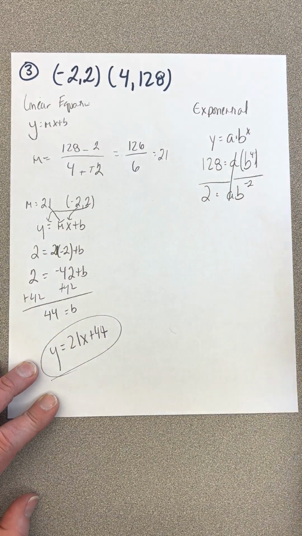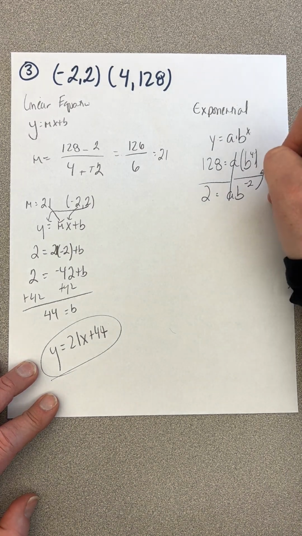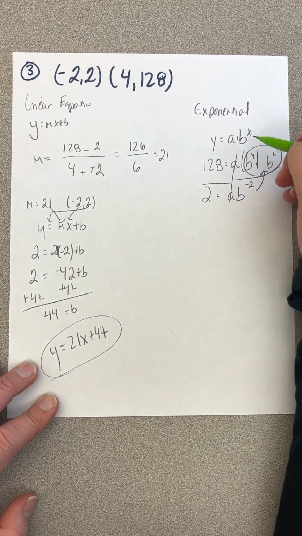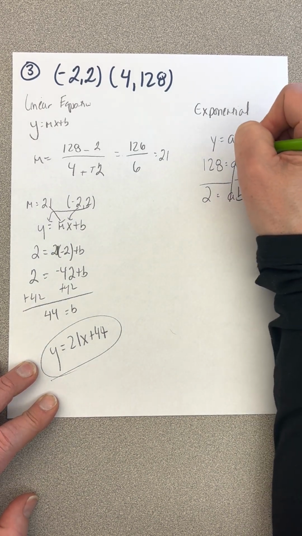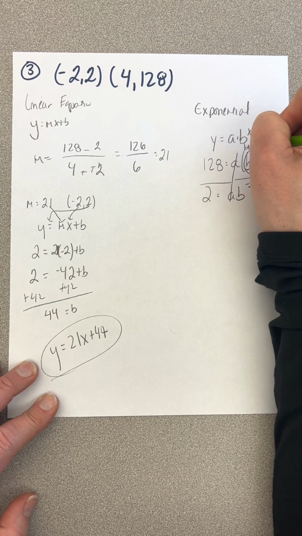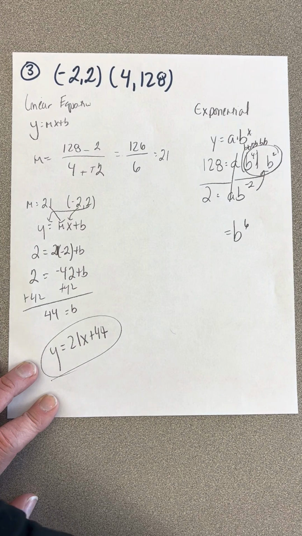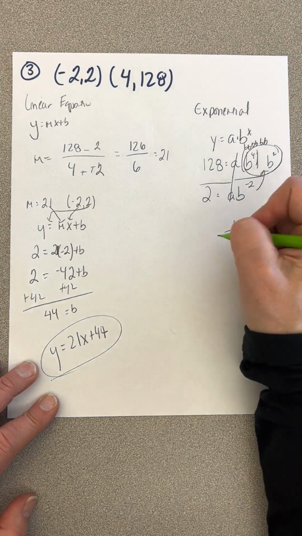The a's divide out. Now, how do I get rid of negative exponents? I bring them to the top as a positive. b to the 4th times b squared. That'd be 4 b's here, times 2 more. That's 6. b to the 6th equals 128 divided by 2, which gives me 64.